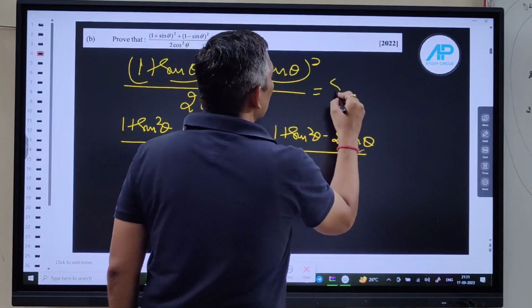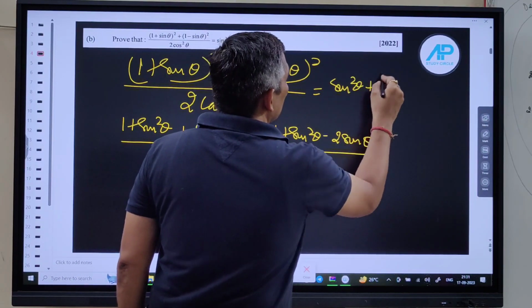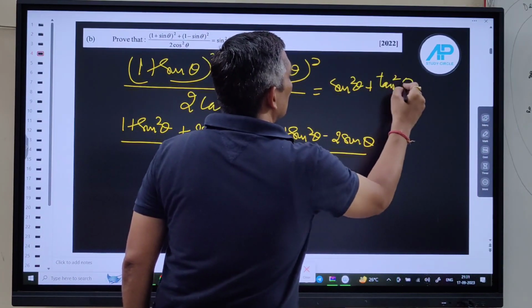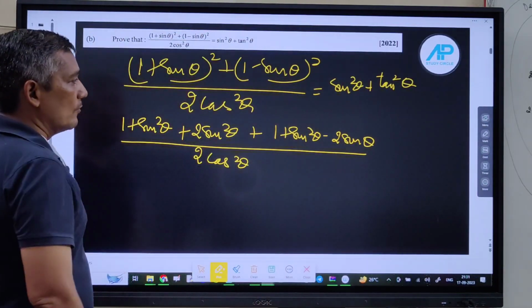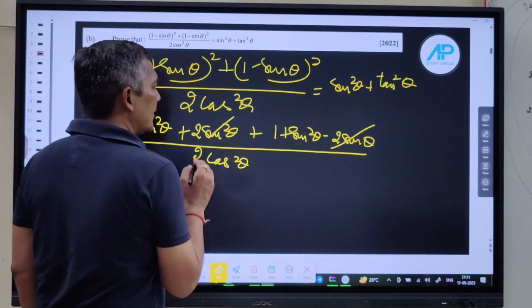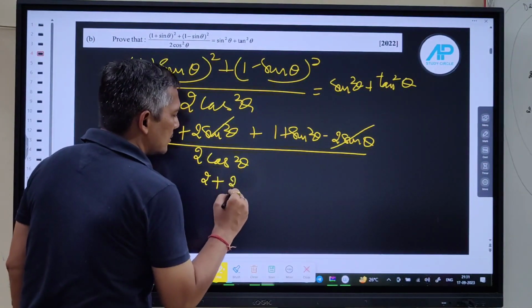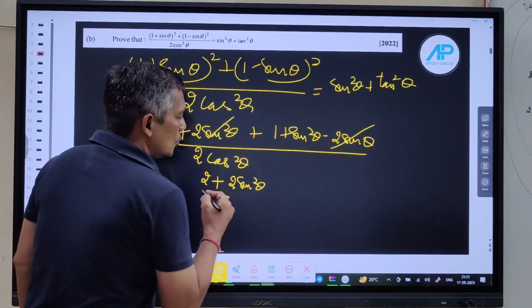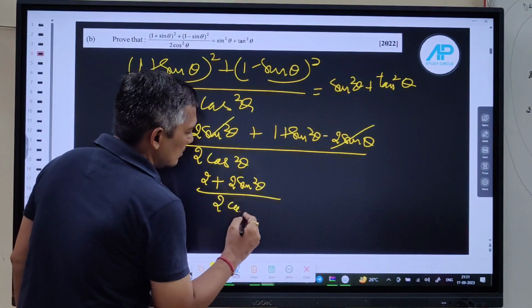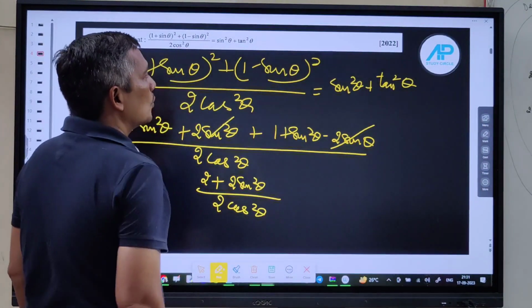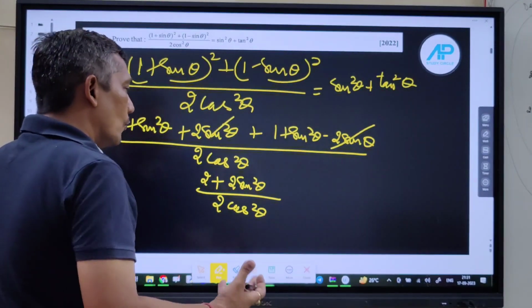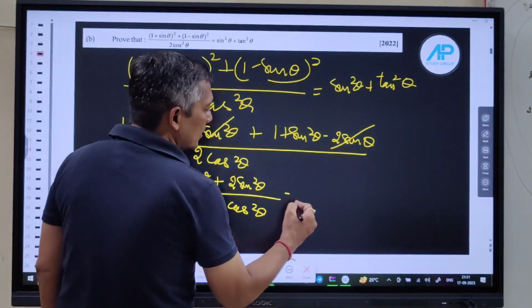हमको इसको प्रूव करना है sin square theta plus tan square theta. What can we cancel out? 2 sin is cancelled. 2 plus 2 sin square theta upon cos square theta. What should I do? Take out 2 common.